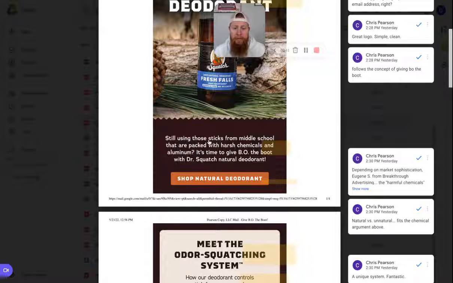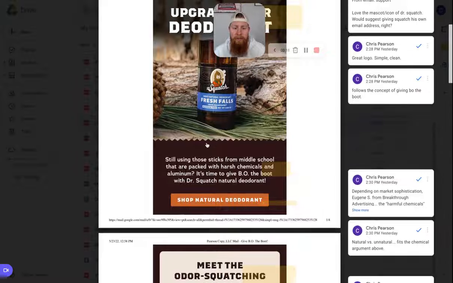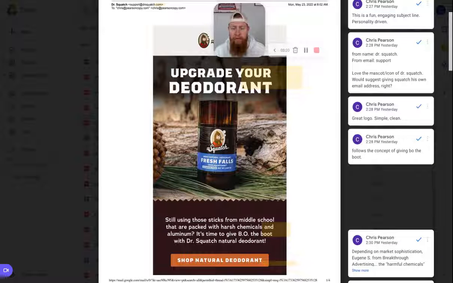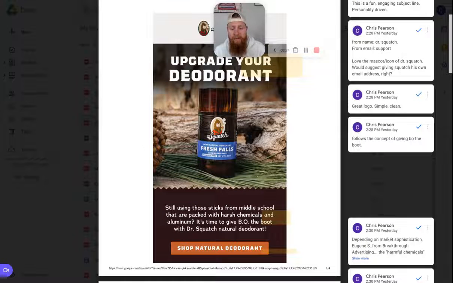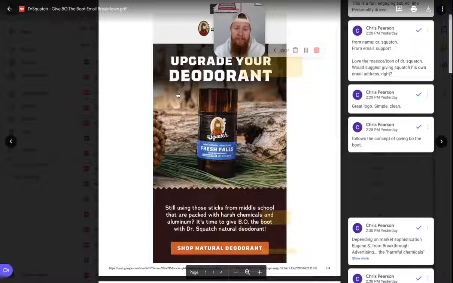So they're playing on the problem here, or the pain point is going to be harsh chemicals and aluminum inside your pit stick or your deodorant, or whatever you're using for fragrance to get rid of BO. So they're leaning on upgrading your deodorant to get rid of this. The order here is actually flipped. Usually you talk about the problem first and then you offer the solution. They flipped it. They said, hey, upgrade your deodorant.